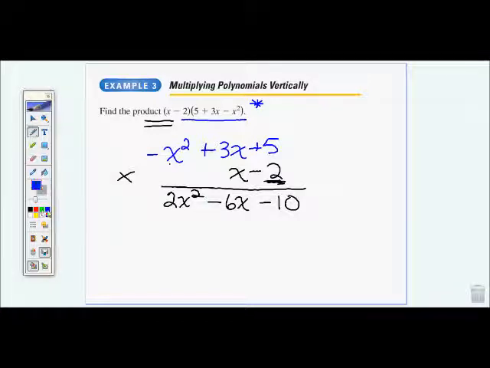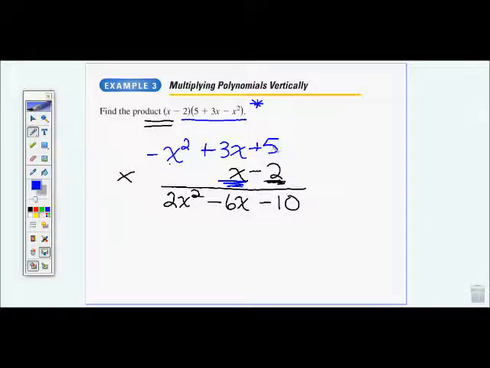Now, let's do it in blue. I think it'll show a little bit better. Now we're going to move over to our next term, which is kind of like the term that's in the tens place. And we're going to do the same thing. When I do this, I'm going to save myself a step, and I'm going to line up like terms.